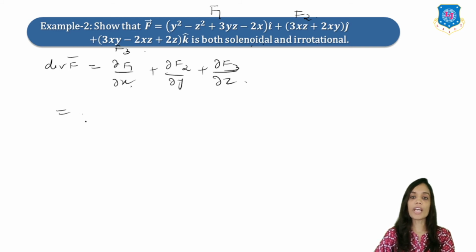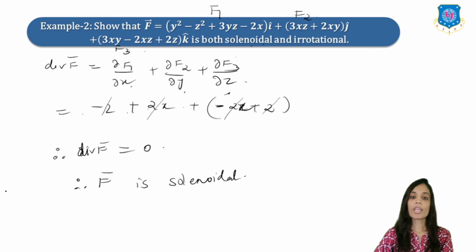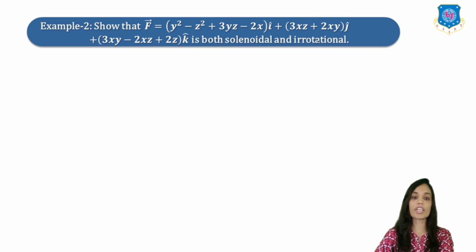So del f1 upon del x will be equal to minus 2, right? Plus del f2 upon del y. From here just do the derivative with respect to y. So it will be plus 2x. And lastly del f3 upon del z will be equal to minus 2x plus 2. Okay, now you can see these two get cancelled out and also these two get cancelled out. So the final answer of divergence of f bar is equal to 0. Therefore our vector field f bar is what? Solenoidal.